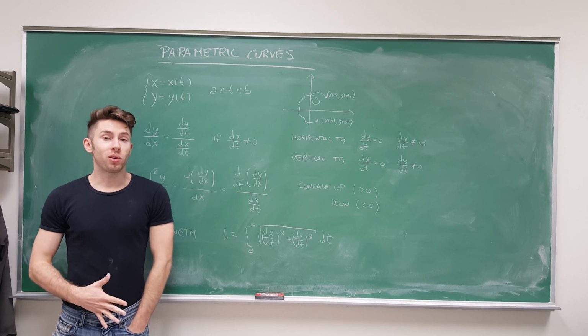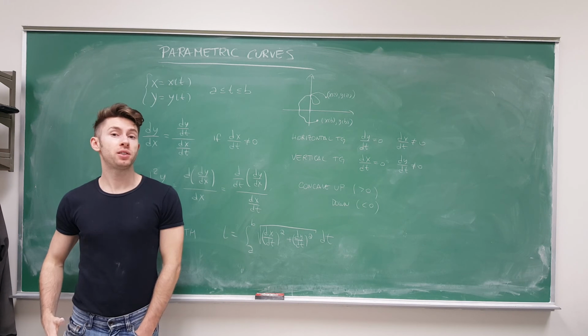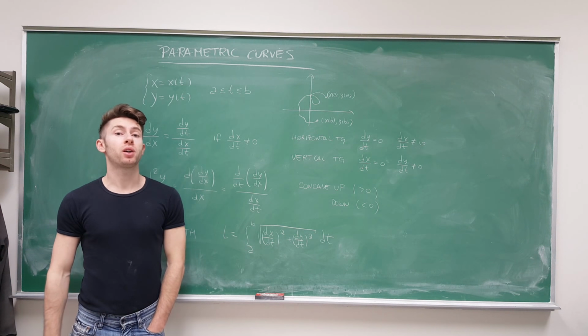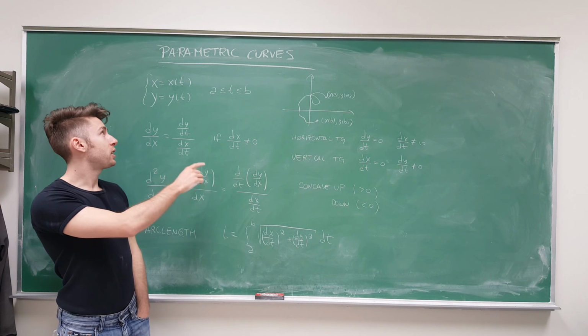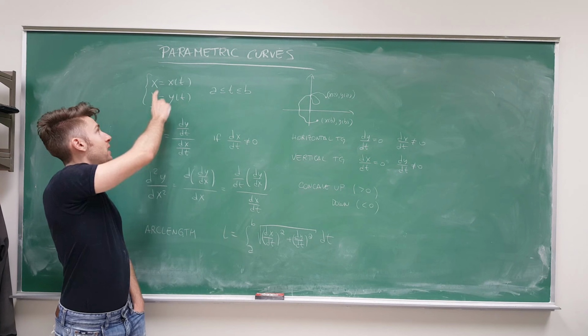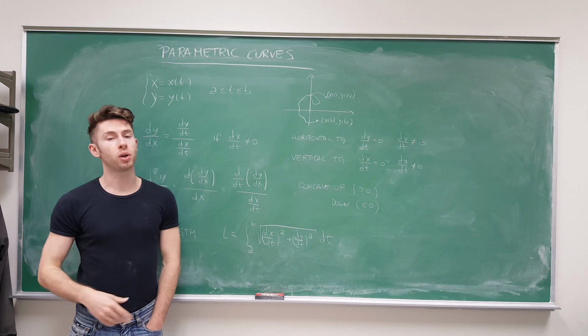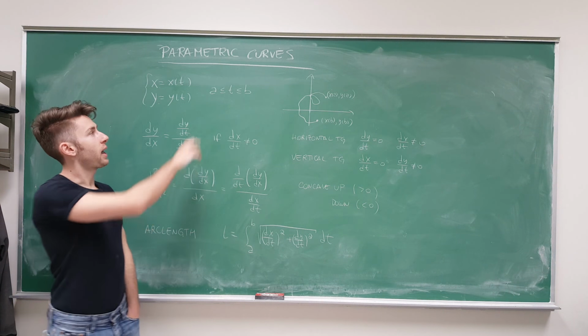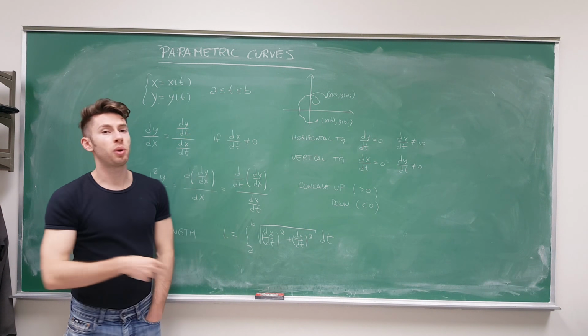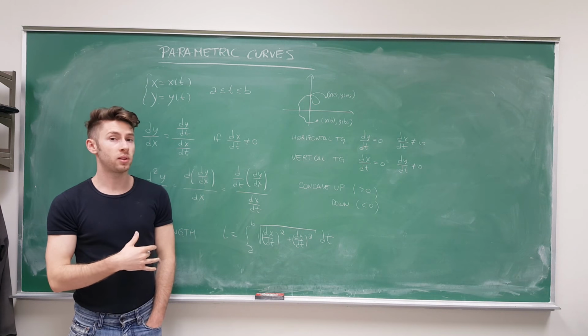So, a very brief review of what we should know about parametric curves. First of all, what is a parametric curve? That's a curve described by giving x and y as functions of a parameter. In this case, I'm calling it t. It could be called anything. And then t could be restricted to be within a range, for example, from a to b.